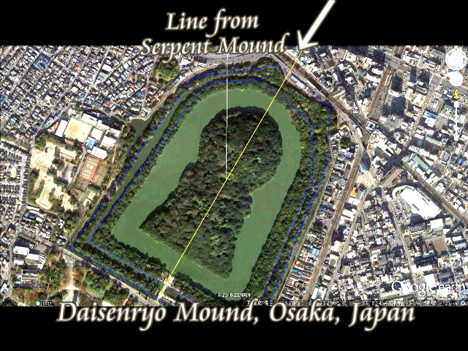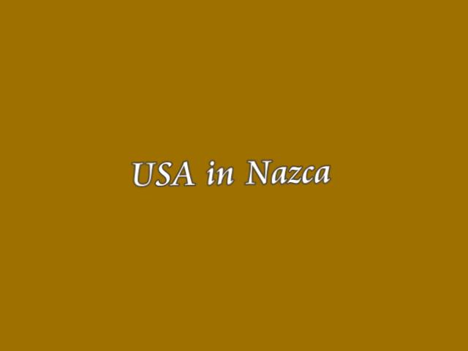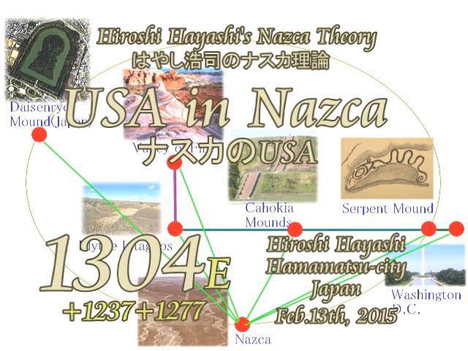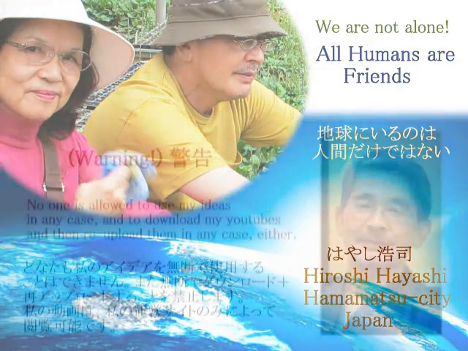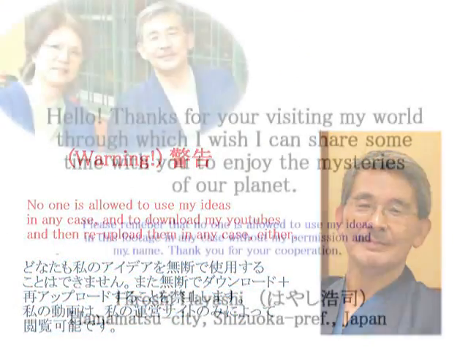Now, I hope you may understand Hiroshi Hayashi's line theory, and with another theory of mine named Hiroshi Hayashi's Nazca theory, you can solve many other unsolved mysteries in ancient times in the world. USA in Nazca is just one of them, and here is its evidence and proof.